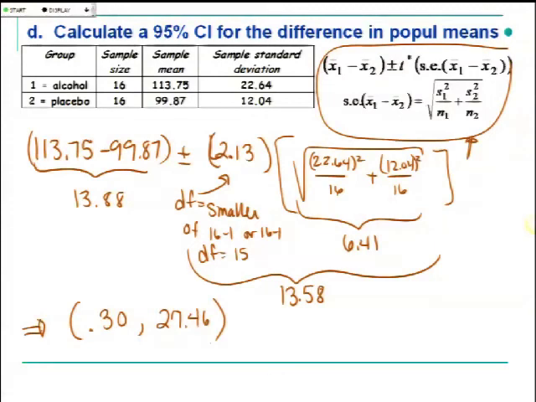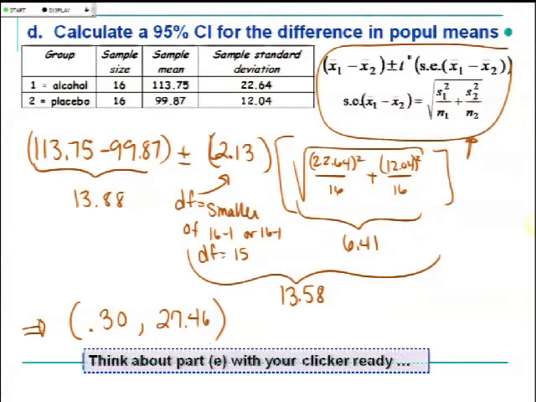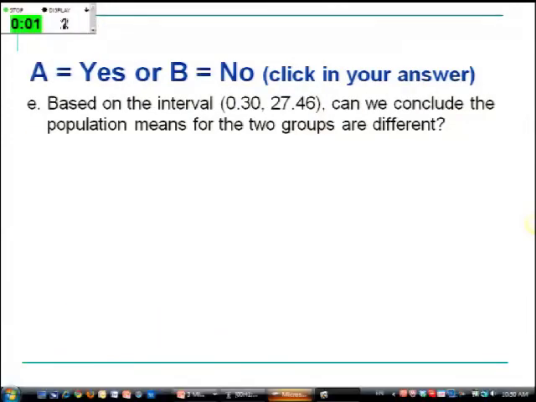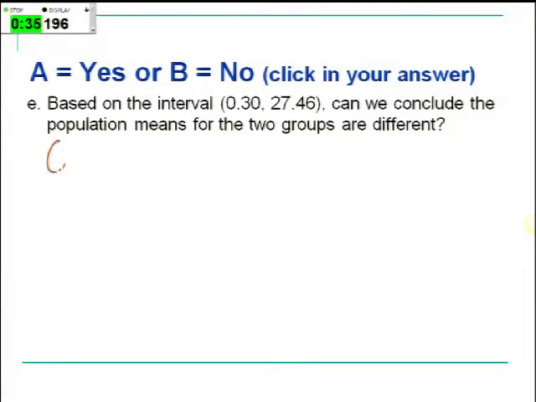Here we have our interval that allows us to make a conclusion about whether there is a difference or not. And our clicker question says, based on our interval, can we conclude the population means for our two groups are different? I'm really asking you to do that at a 5% level of significance to match up. And what would we say? Do they seem to be different, those two population means? Similar to the question we asked a little earlier, but that interval had zero in it. Here we're seeing zero is not in our 95% confidence interval.